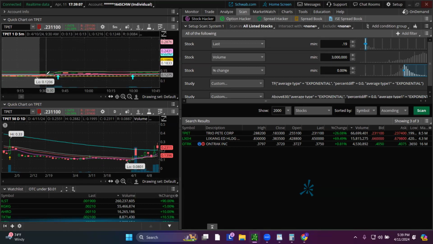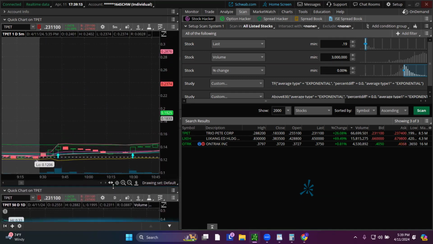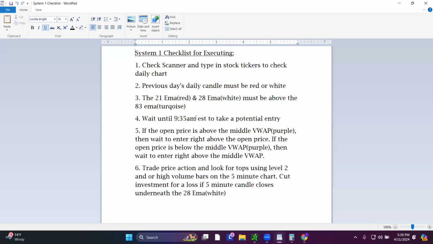And then for this one here, the middle VWAP, I'm going to have to drag this so we can see it better. So the 21 and 28 didn't get above the 83 until over in this area. And the open price is right here. And so the middle VWAP is above the open price. So of course, go back to the checklist. We have a check for these four.